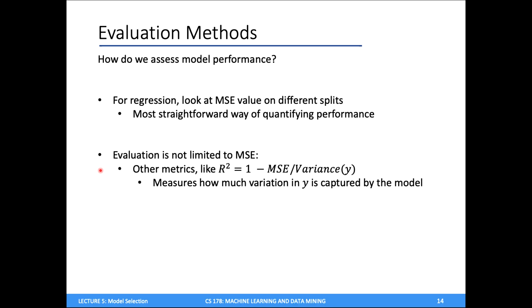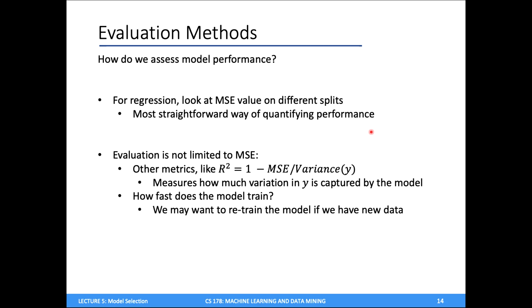But evaluation of your model doesn't need to be limited just to the mean squared error loss function. You could look at other metrics like r squared. If you guys have done regression in the past, you might have heard of this metric. r squared is just 1 minus the mean squared error divided by the variance of your y variables. Essentially this measures how much variation in the y variables is captured by your regression model. One of the benefits of using r squared over mean squared error is that r squared is always between 0 and 1, so it's a little bit easier to interpret, whereas mean squared error can be any arbitrary positive number.